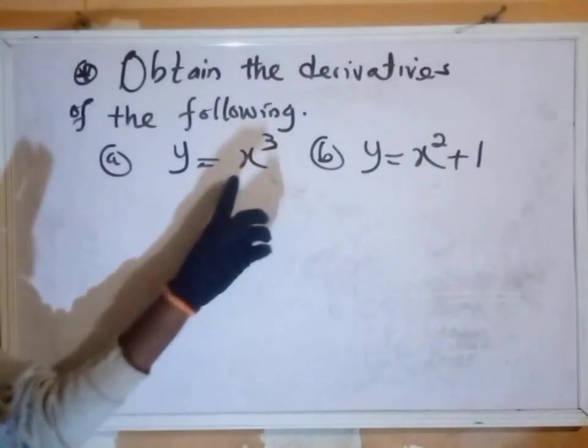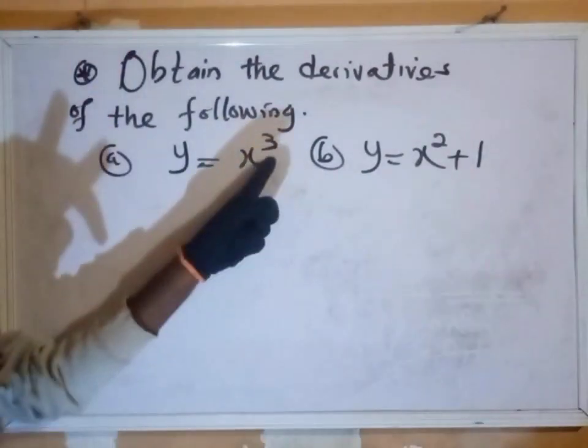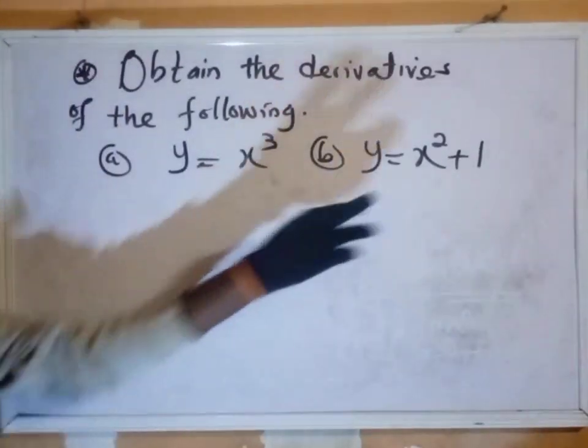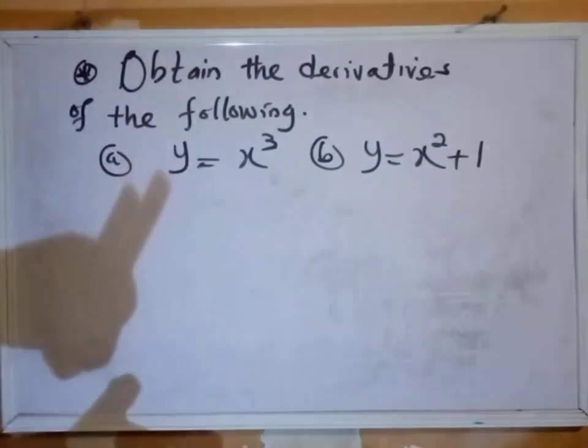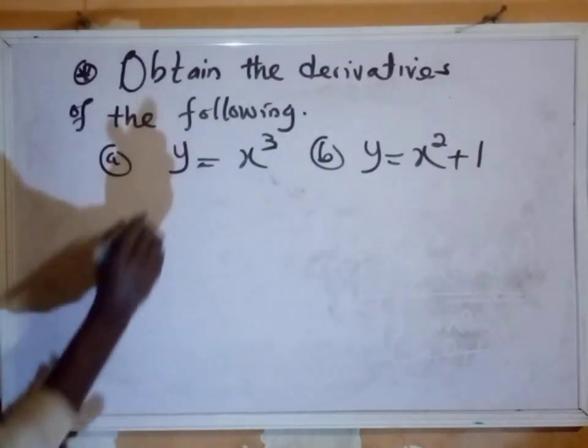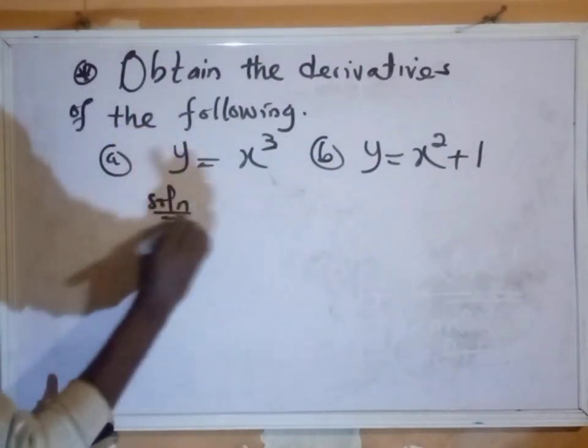This particular function is known as a polynomial function because the highest power here is 3. This particular function is known as quadratic because the highest power here is 2. So how can we differentiate it? We go by writing the solution.